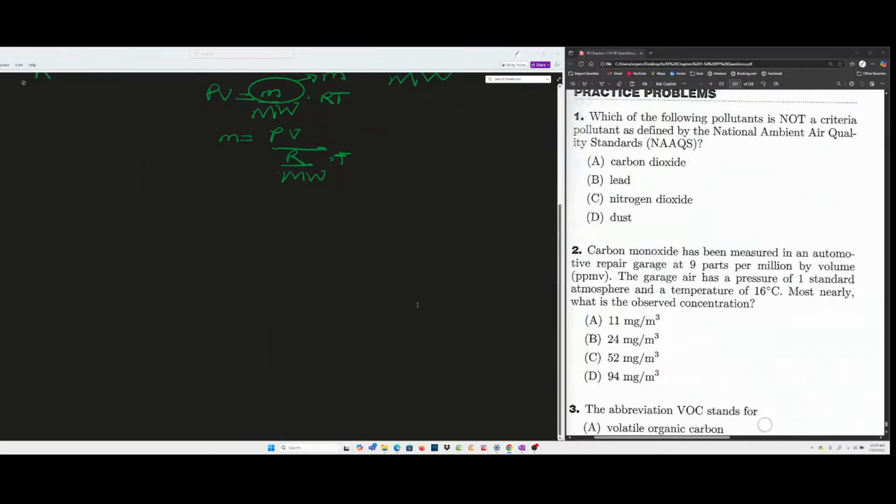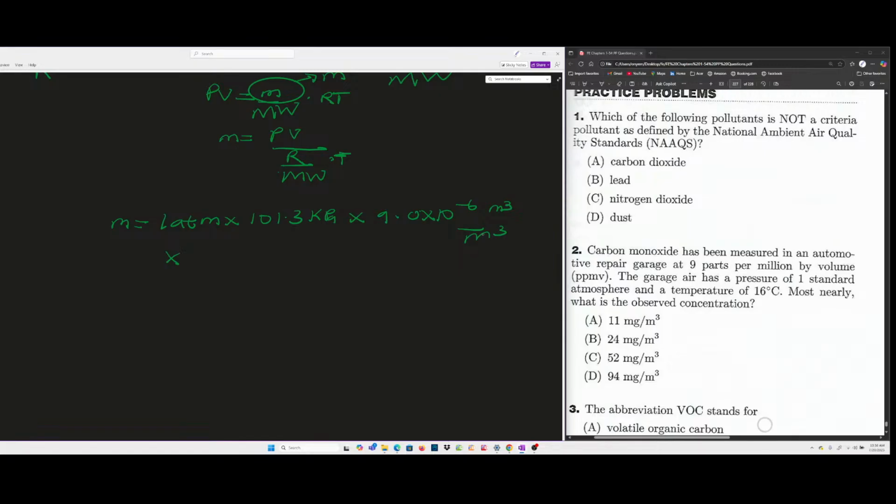Since we're using this formula right here, our concentration is going to be 1 atmosphere multiplied by 101.3 kilopascals multiplied by 9.0 times 10 raised to the power negative 6 meter cube, multiplied by what? Now we're doing all this multiplication.